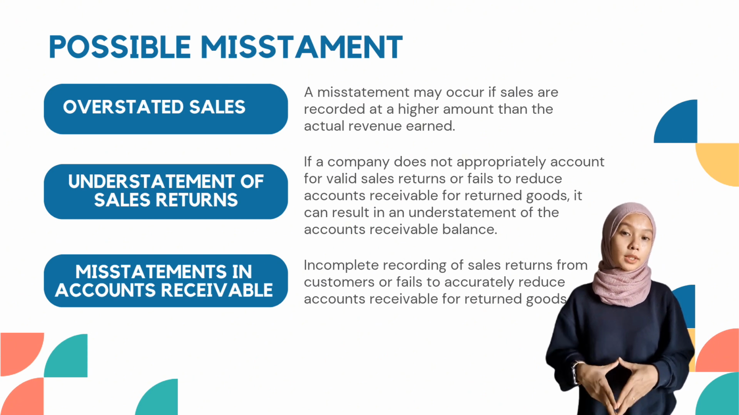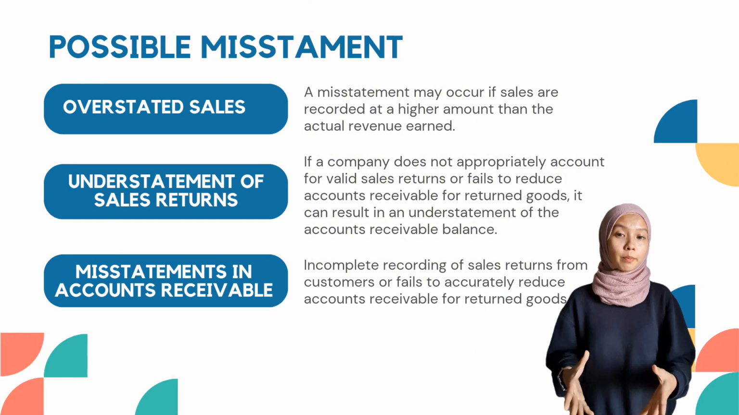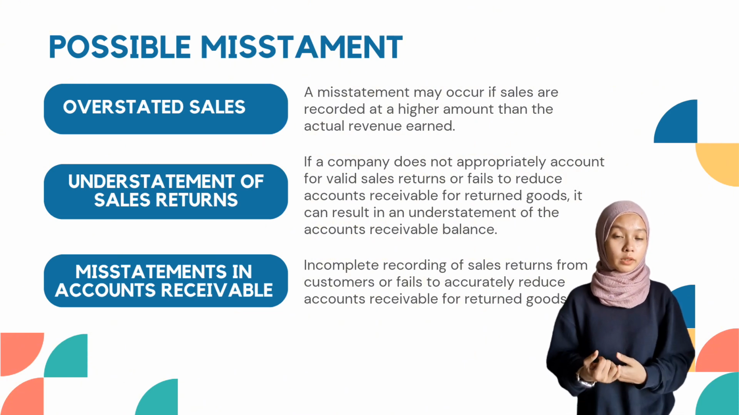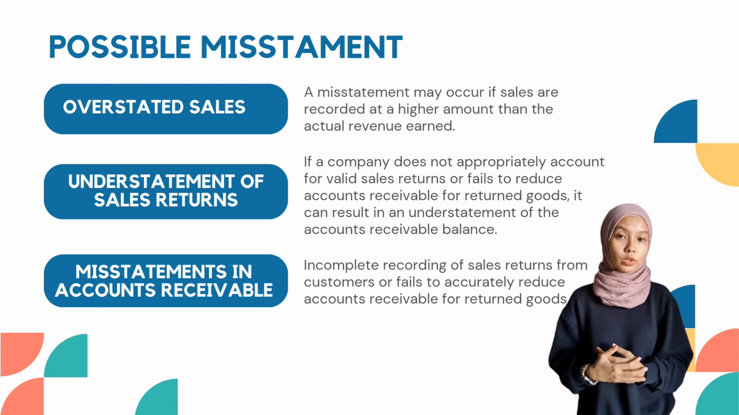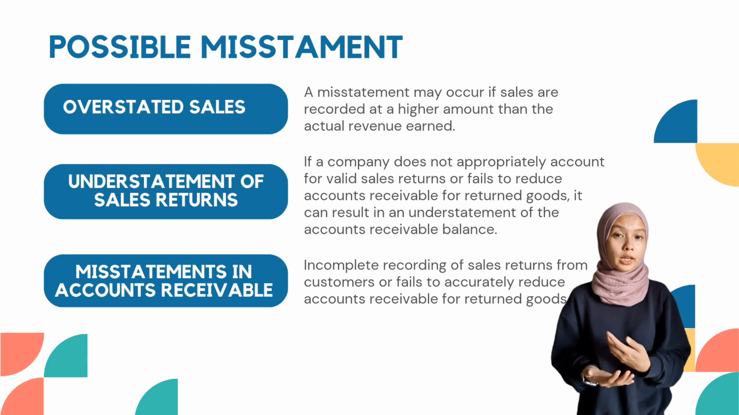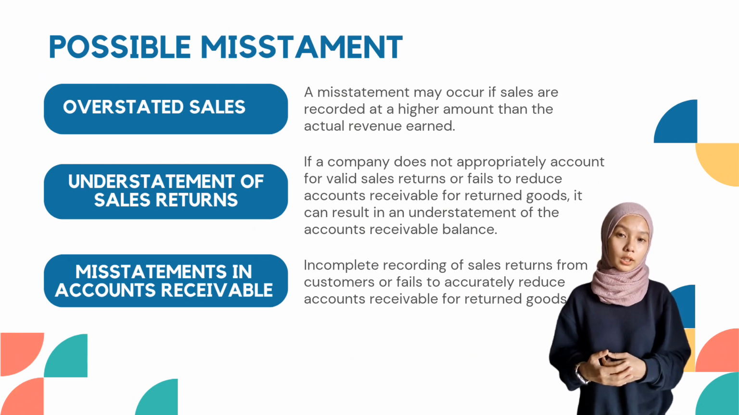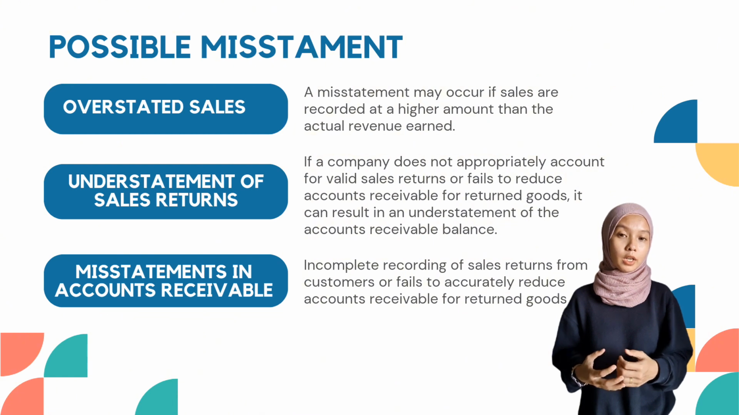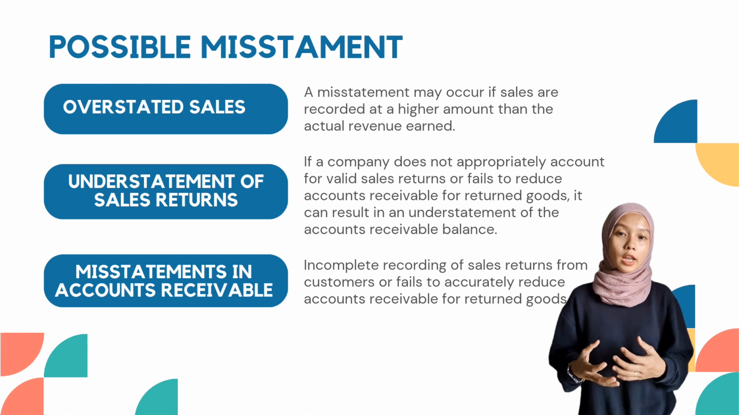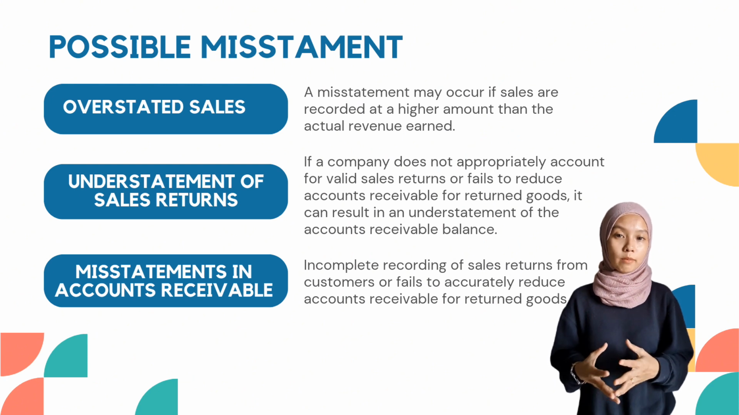The third is misstatement in account receivable. For example, incomplete recording of sales returns. If a company neglects to record returns from customers or fails to accurately reduce account receivable for returned goods, it can result in an overstatement of the account receivable balance. Identifying and correcting this misstatement is crucial for maintaining the accuracy of financial statements and ensuring that stakeholders have reliable information about the company's financial position.